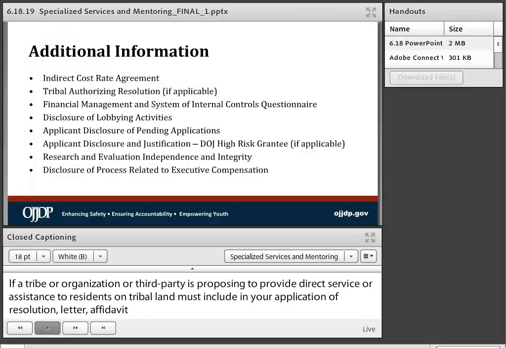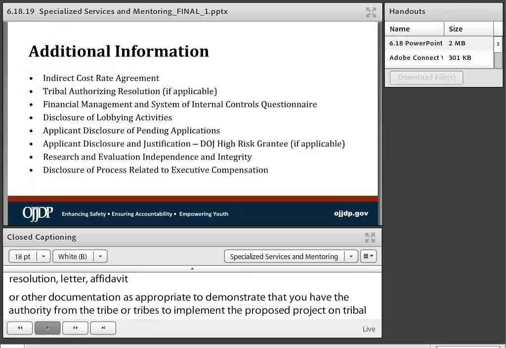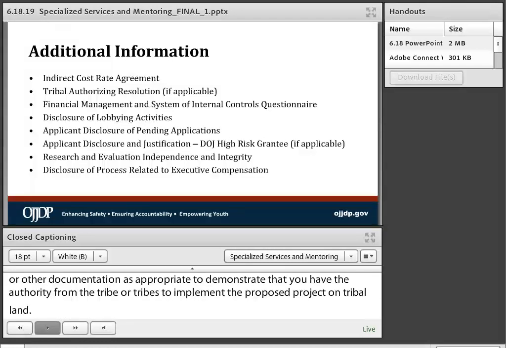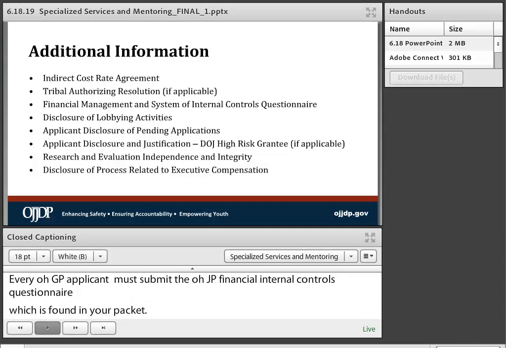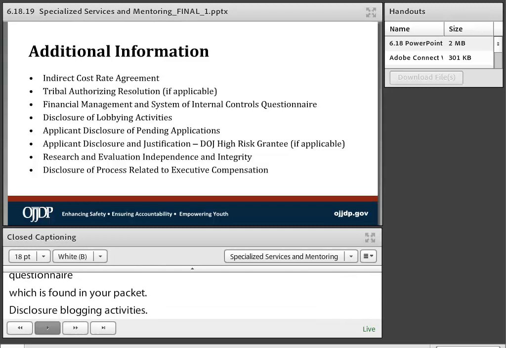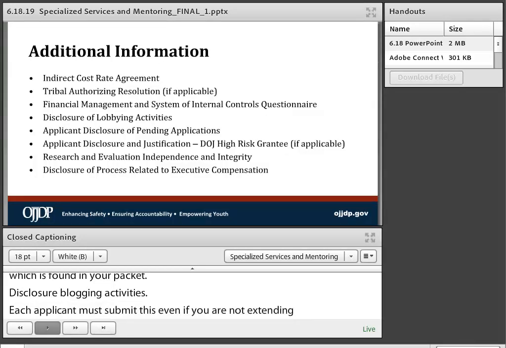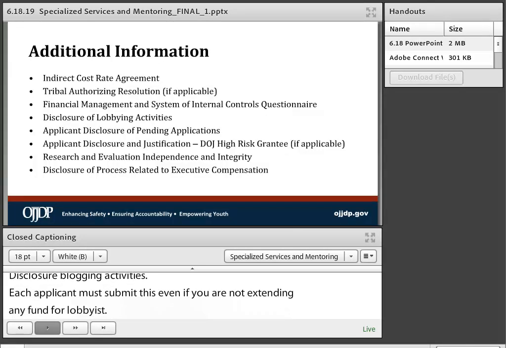Every OJP applicant must submit the OJP Financial Management and System of Internal Controls questionnaire, which is found within your site as well. So everyone must submit that questionnaire, as well as disclosure of lobbying activities. Each applicant must complete this and submit this, even if you're not expending any funds for lobbying activities. If you do not expend any funds for lobbying activities, you're to enter NA in text box 10 and submit this form as an attachment as well.